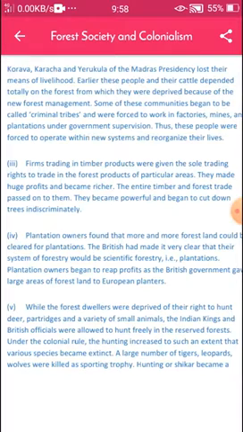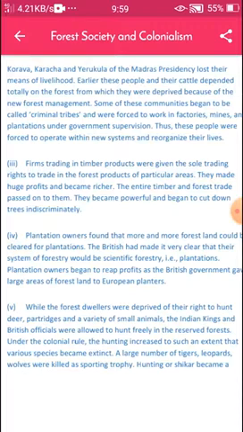Third one, firms trading in timber and forest produce. The timber traders were given sole trading rights to trade in the forest products of particular areas. They made huge profits and became richer. The entire timber and forest trade passed on to them. They became powerful and began to cut down trees indiscriminately.